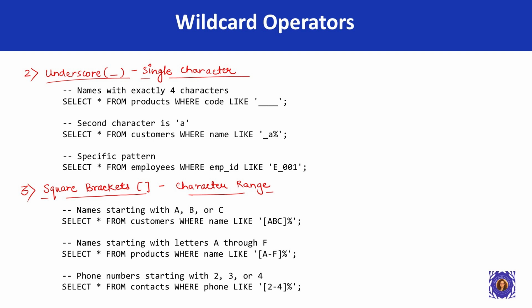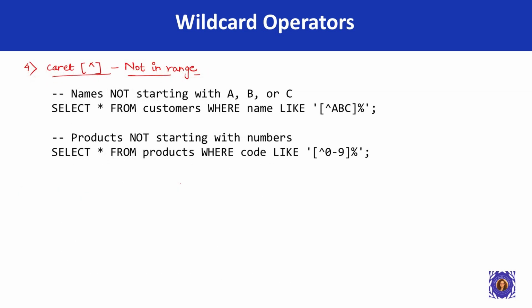Similarly, to match names starting with letters A through F, you can specify a range like this. This will match any single character from A to F, followed by anything else. And finally, for numerical patterns, you can use ranges as well. To find phone numbers starting with 2, 3, or 4, you'd use the last query. This efficiently filters for records where the first digit of the phone number falls within that specified range.